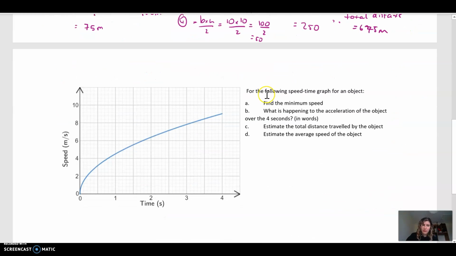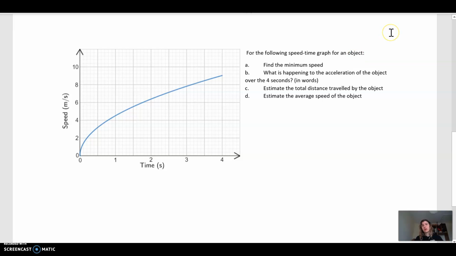I've just got another quick one I'm going to show you here. This one won't be as long. So what you'll notice about this one is it's a curve, so it's not going to be nearly as easy to estimate the distance for this one, but we can do it.